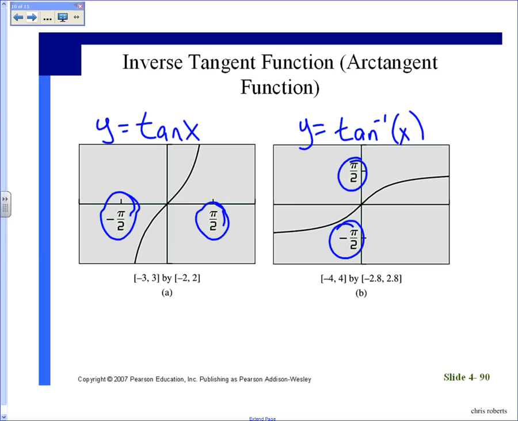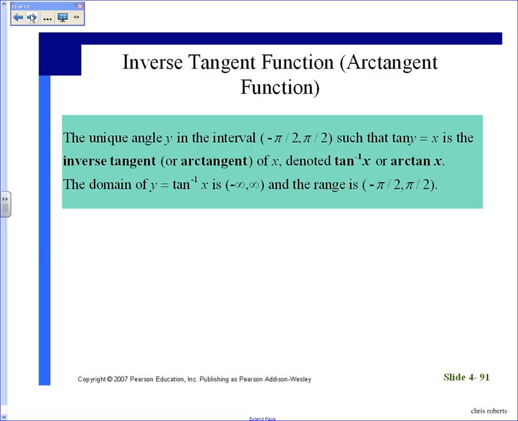Similar to the sine curve, with the inverse sine, your outputs are going to be limited between negative pi over 2 and pi over 2. You'll see in the tangent curve, because we have an asymptote at pi over 2 and at negative pi over 2, we'll never actually include those values in our outputs for the inverse tangent. So whereas with the sine we would have a bracket, with the inverse tangent we're going to be looking at a parenthesis. So here are your rules again.